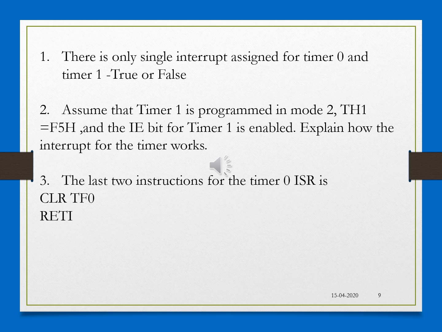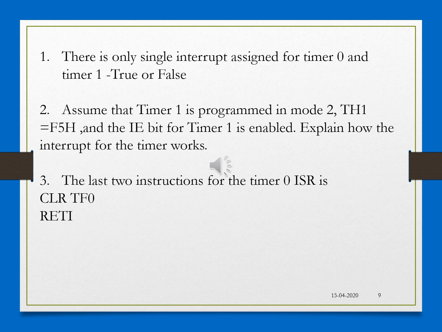Okay, let us check your understanding with these review questions. There is only a single interrupt assigned for timer 0 and timer 1. True or false? It is false, isn't it? There are interrupts assigned for timer 0 and timer 1 separately. Now, assume that timer 1 is programmed in mode 2, TH1 is loaded with F5H, and the IE bit for timer 1 is enabled. Explain how the interrupt for the timer works.